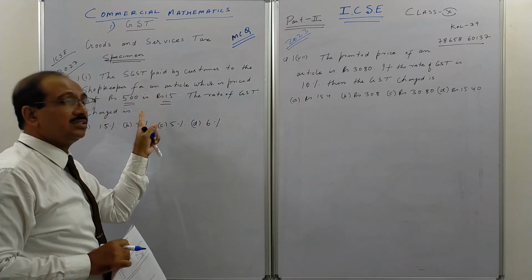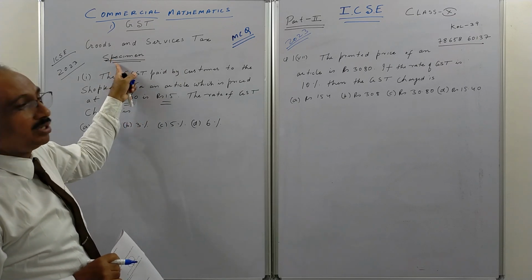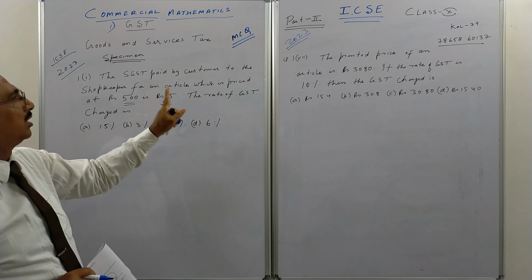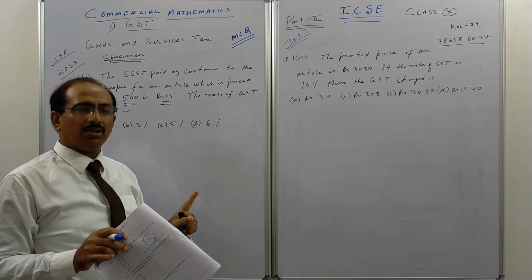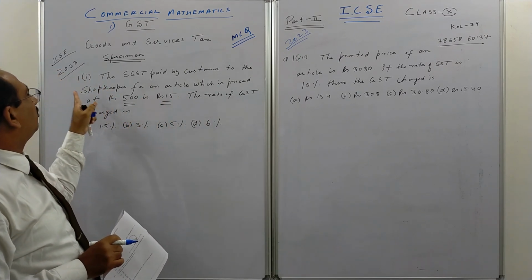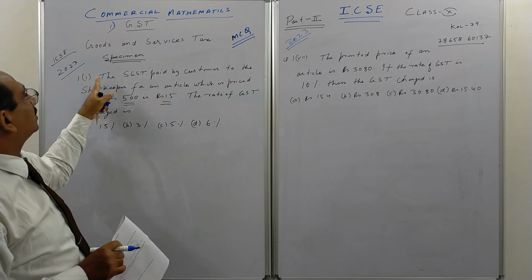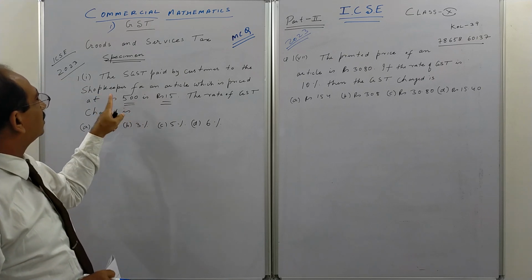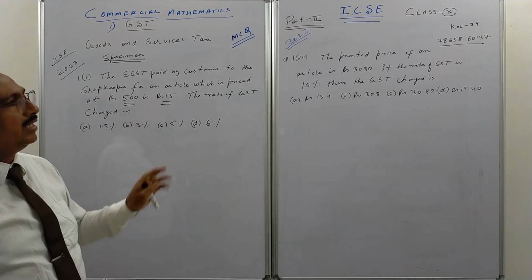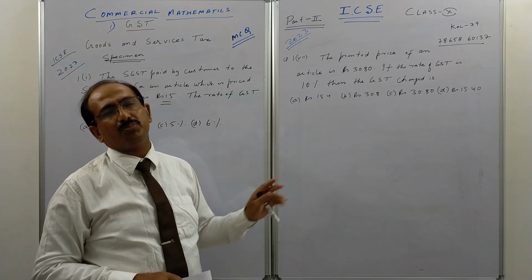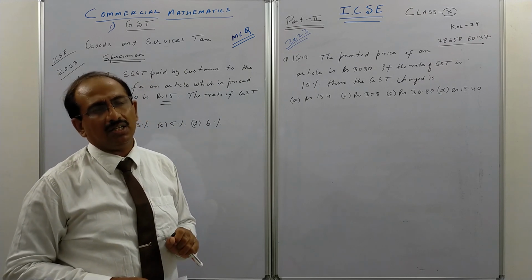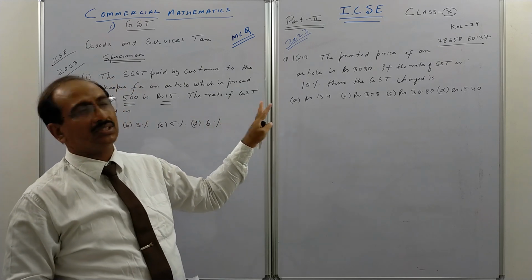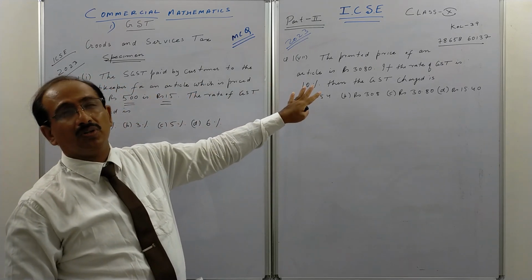And here the Council gives a specimen paper for every year. So for 24, I don't think it has come. It will come. It gives us a model paper, how the paper will be. So I am solving part 1. The very first question of the specimen paper of 2023 was on GST. And all this you get in the official website of the ICSE, CISCE.org.